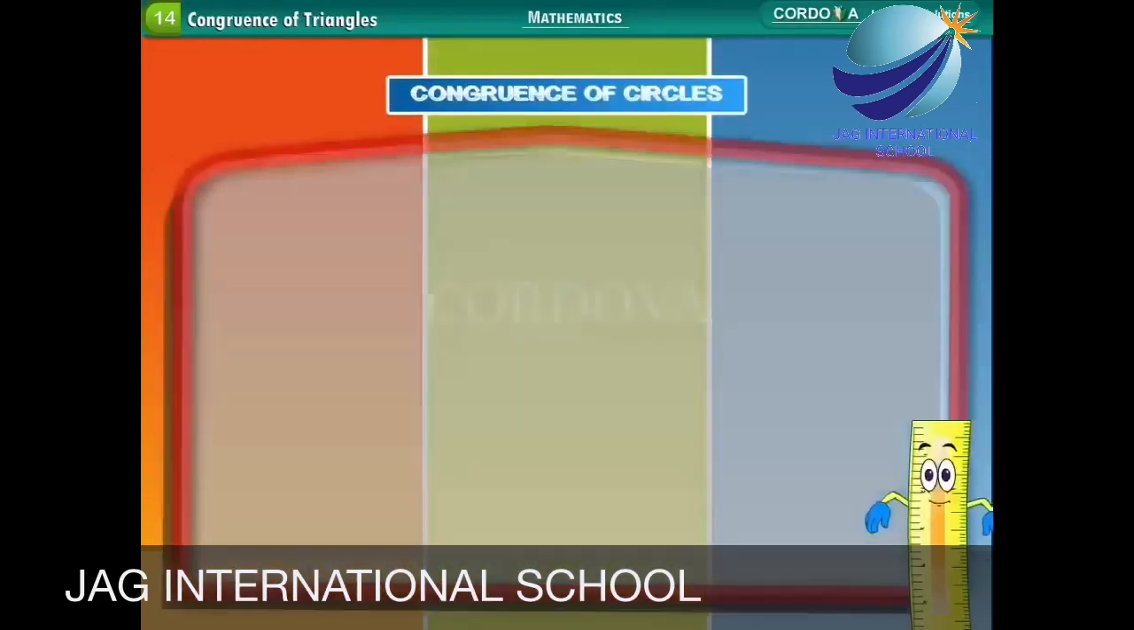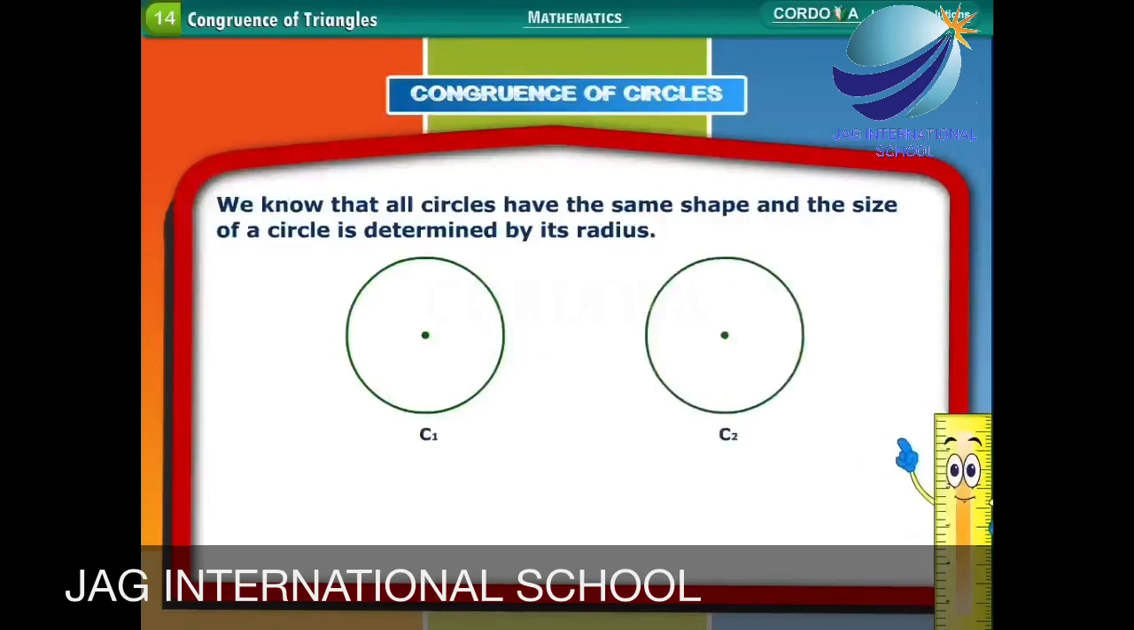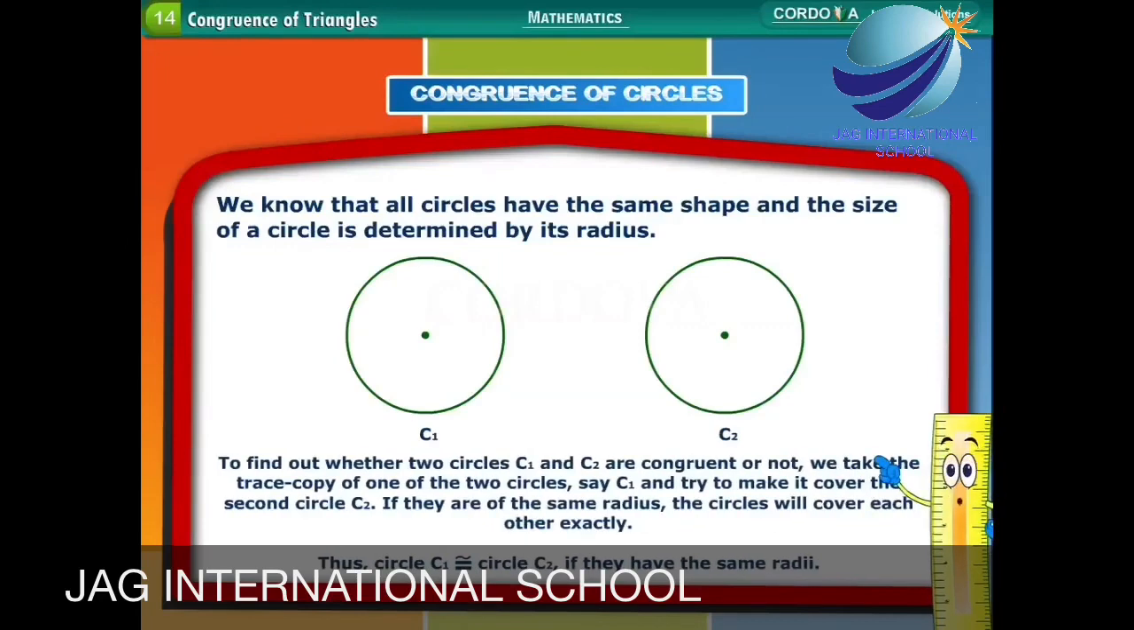Congruence of circles. We know that all circles have the same shape and the size of a circle is determined by its radius. To find out whether two circles C1 and C2 are congruent or not, we take the trace copy of one of the two circles, say C1, and try to make it cover the second circle C2. If they are of the same radius, the circles will cover each other exactly. Thus, circle C1 is congruent to circle C2 if they have the same radii.